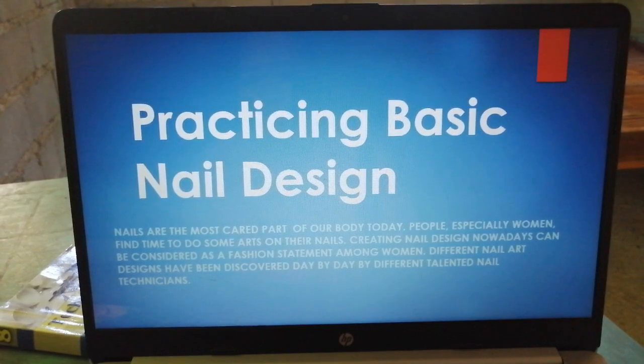So today, nails are the most cared for part of our body. People, especially women, find time to do some art on their nails. Creating nail design nowadays can be considered a fashion statement among women. Different nail art designs have been discovered day by day by talented nail technicians.